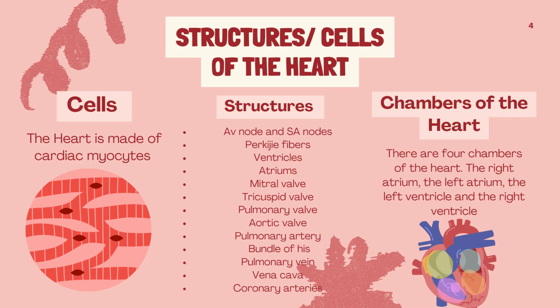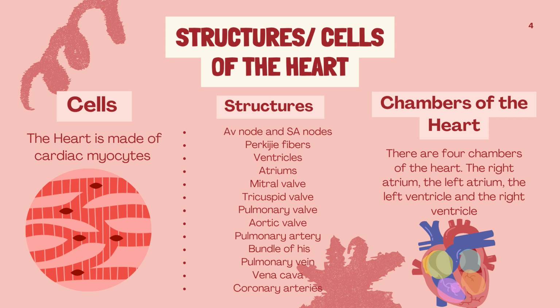The heart is made up of cells called cardiac myocytes. The SA node and AV node are made up of specialized cardiac myocytes. And if you didn't know, the heart is made up of muscle cells. So cardiac myocytes are muscle cells.